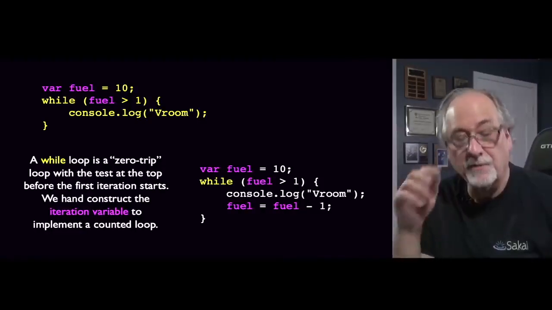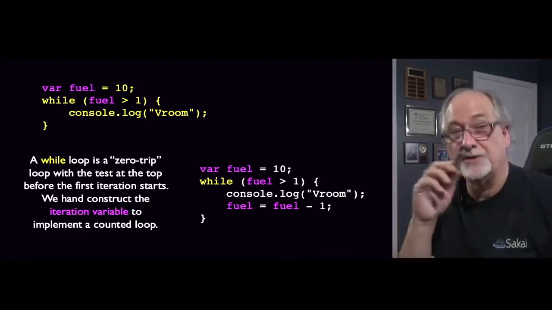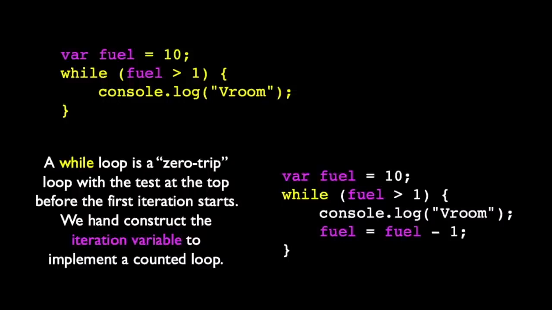You can have an indeterminate loop, a while loop that runs until something becomes true. It's a zero trip loop, which means that it runs a minimum of 0 times, which means it effectively functions the first time through like an if statement. So while fuel greater than 1, do this thing in the block, is really like if fuel is greater than 1, do this block. Although in this case, I've built myself an infinite loop because fuel starts out at 10, and I say while fuel is greater than 1, console.log room, which means it's just going to do that forever.